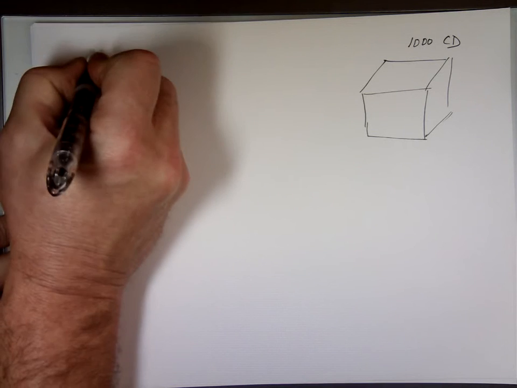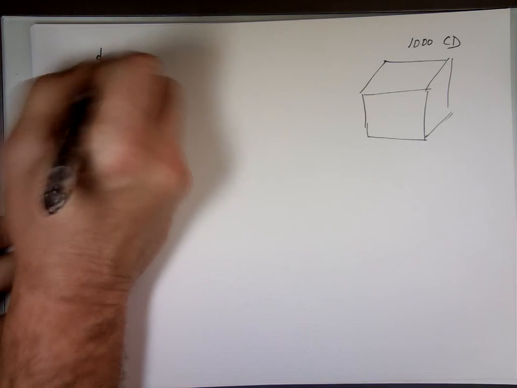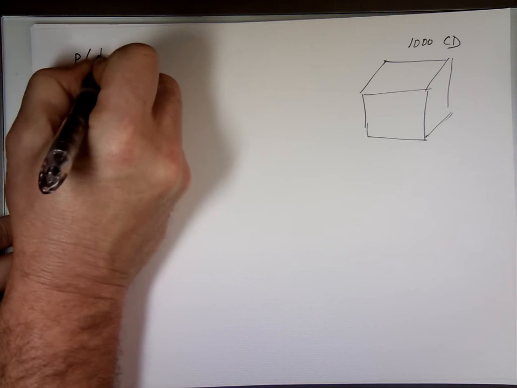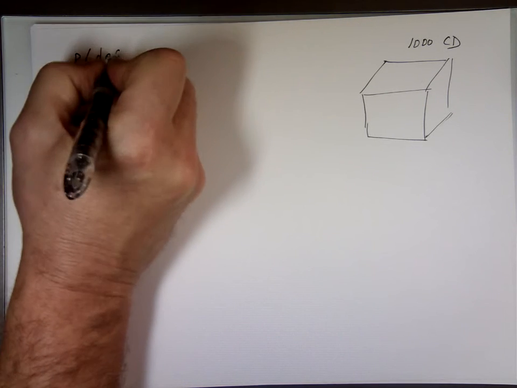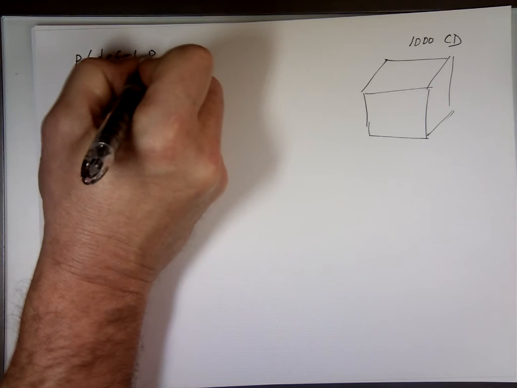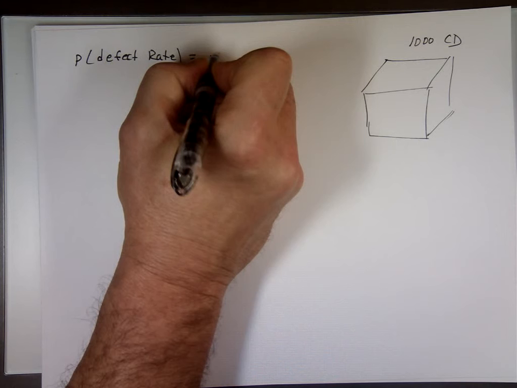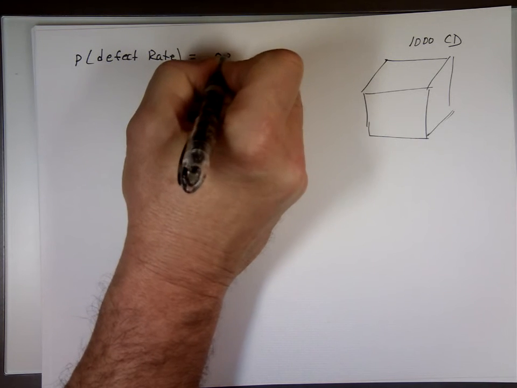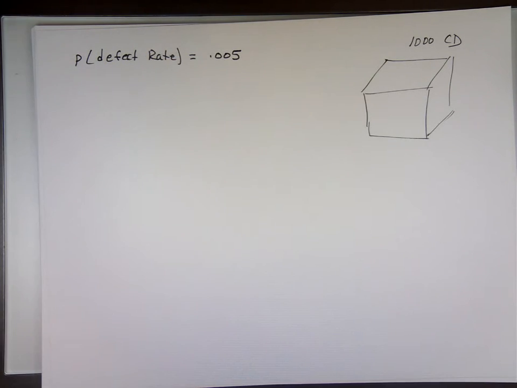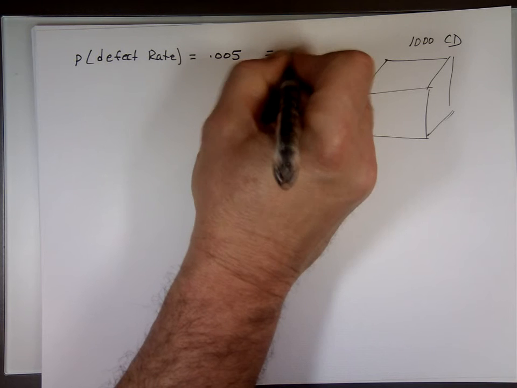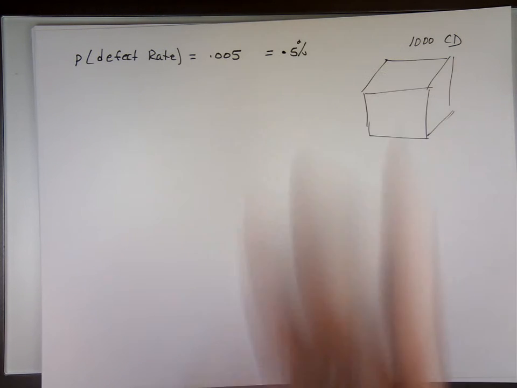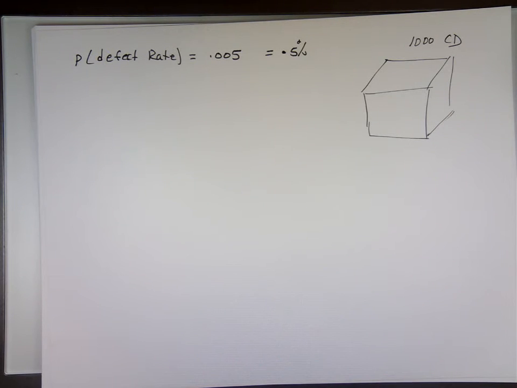The probability of defective is 0.005, that's 0.5%. Our product is good, but there's always a chance a CD is not good. They're not going to test every single CD when that rate is that low.